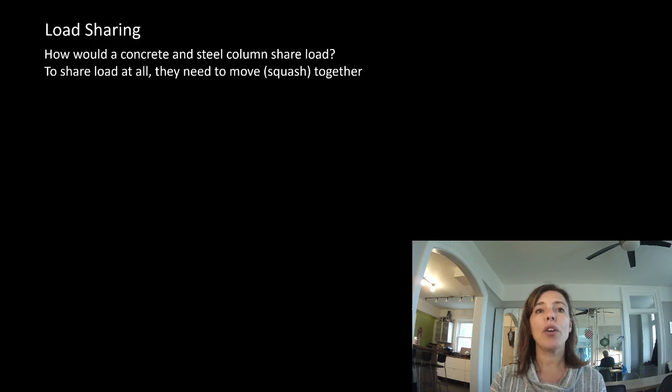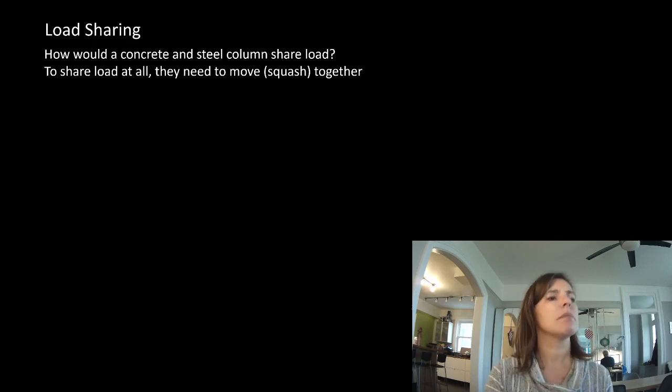So how would a concrete and steel column share load if they were embedded together or working together?